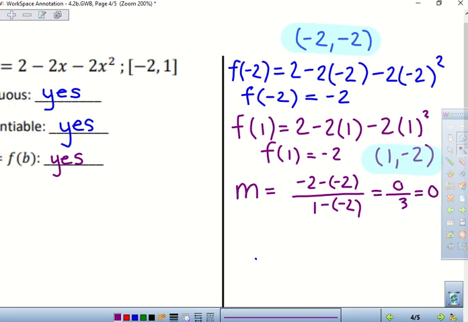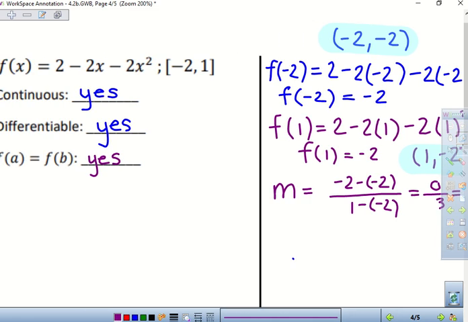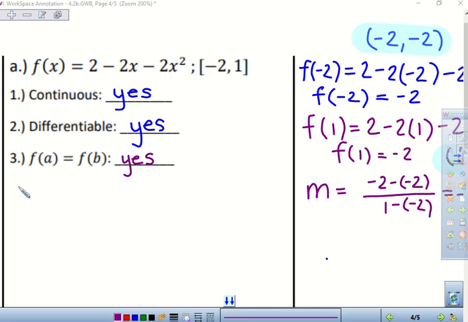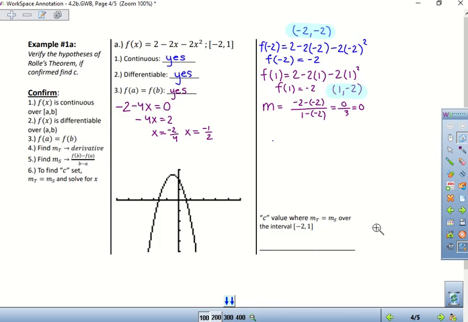So now that we've determined that, we want to figure out what point on the function has a slope of 0. Okay, so to do that, we're going to take the derivative of this function. So what would be the derivative of this function? -2 minus 4x. And we're going to set it equal to the slope that we just calculated, which is 0. We're going to solve. We're going to divide. And we're going to reduce. So I get x equals -1/2. So what that means is at the point on the function where x is -1/2, we call that our c value. Okay, so our c value is -1/2.